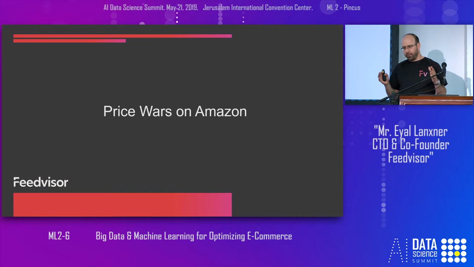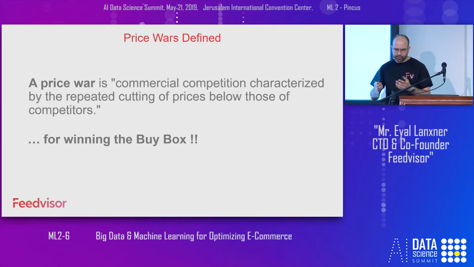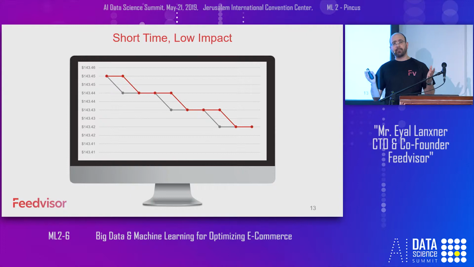Now, this buy box area, naturally the place that everybody wants to be in, generates what we call the price wars on Amazon. Price wars, let's read Wikipedia's definition. A price war is commercial competition characterized by the repeated cutting of prices below those of competitors. In our context, it's for winning the buy box. Here's an example of a price war.